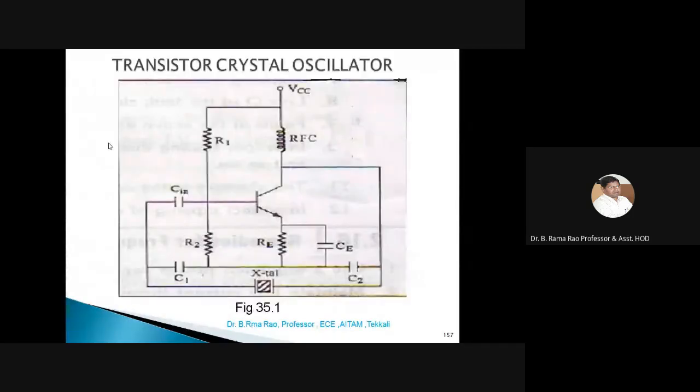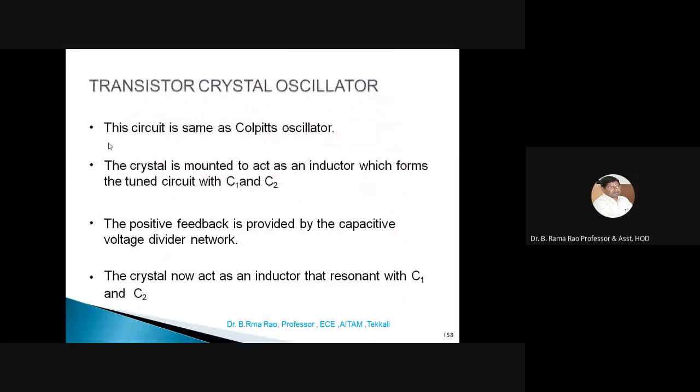Of course, we saw the circuit diagram, construction and operation. This is the transistor crystal oscillator. The circuit is the same as the Colpitts oscillator, of course I told you. The only thing is, L is replaced by the crystal.